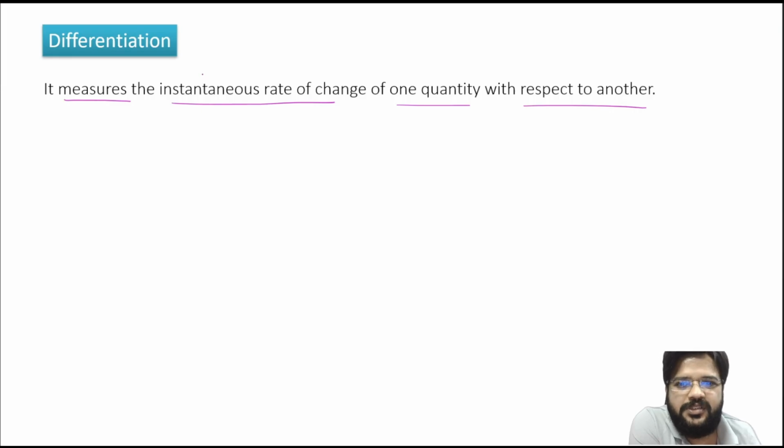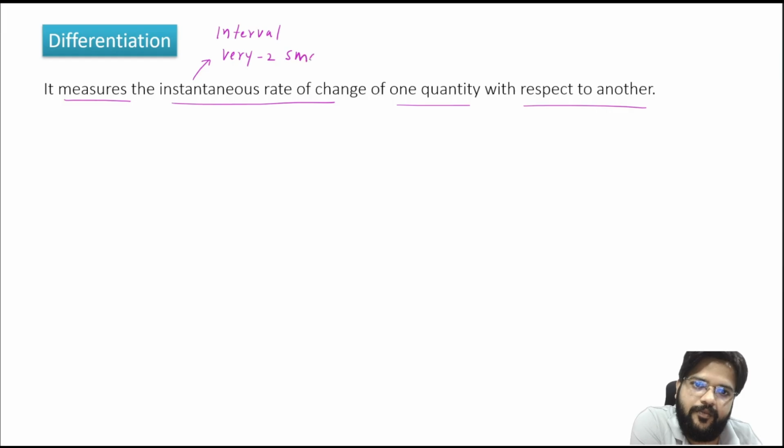Now what is the meaning of instantaneous? Instantaneous means the interval is very small, everyone. Correct? This is the meaning of instantaneous, or we can say infinitesimally small. So in differentiation we are finding rate of change. Correct?